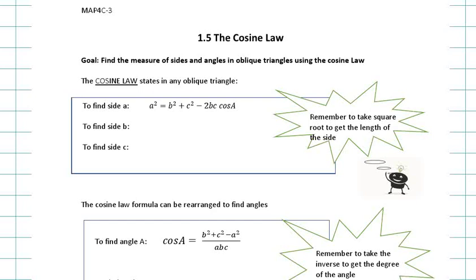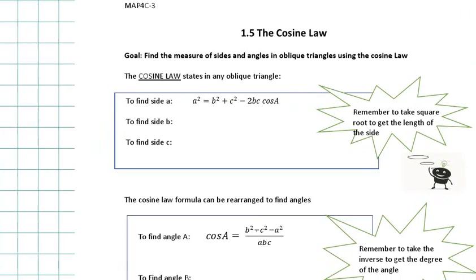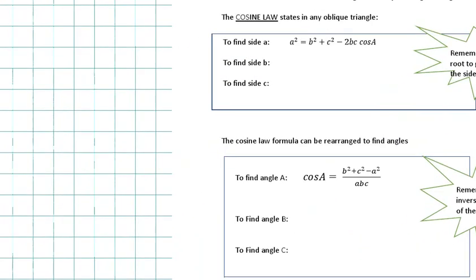Case number one is if you have two sides and the angle between them. We call that the contained angle. If you don't have this, you can't use the cosine law. So you have to have two sides and the angle between these two sides.